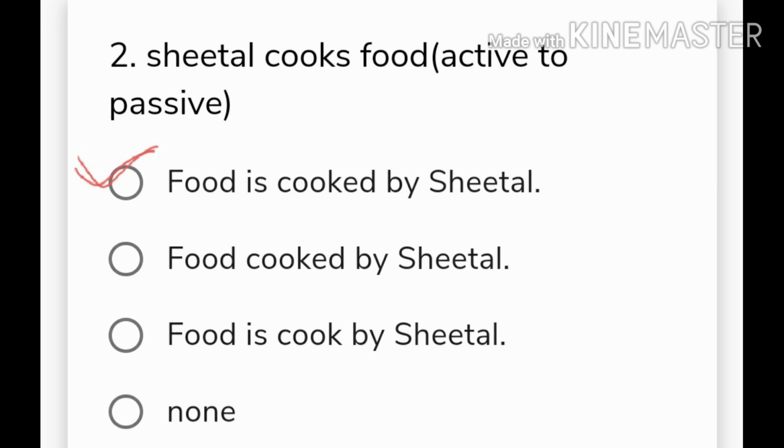Number 2, you can see option number 2. Food cooked by Sheetal. There is no is/am/are, so this is wrong. Number 3, food is cook by Sheetal. So this is also wrong because it is V1. We have to use V3 in passive voice. Okay, so number 1 is right. Food is cooked by Sheetal.